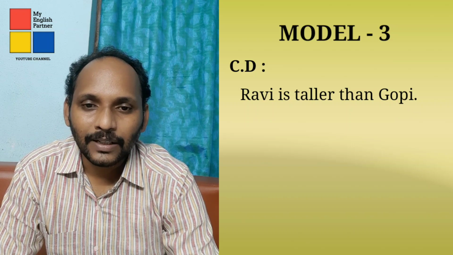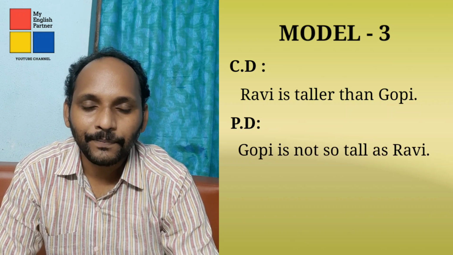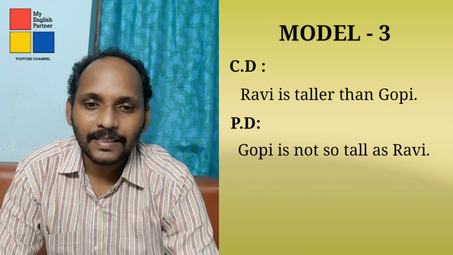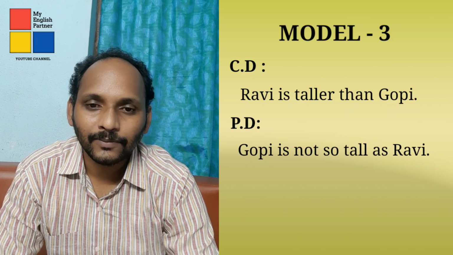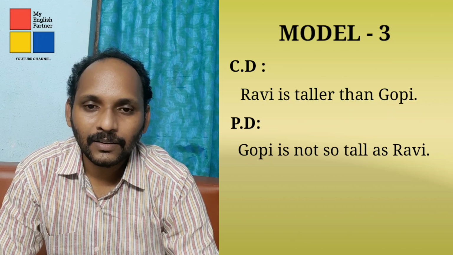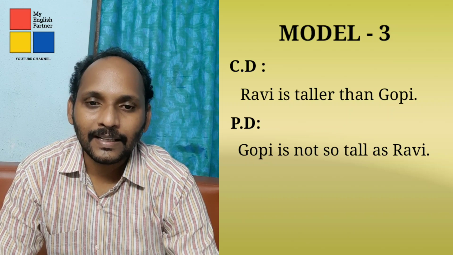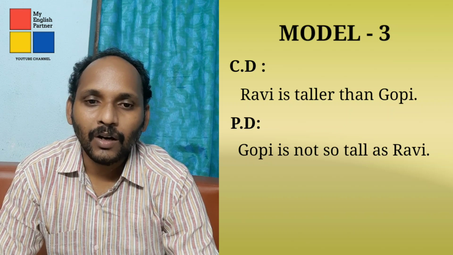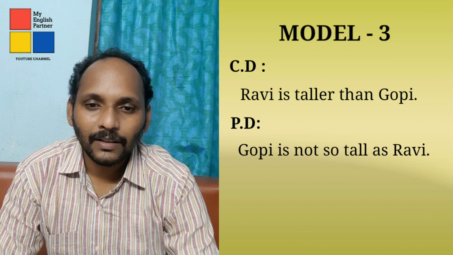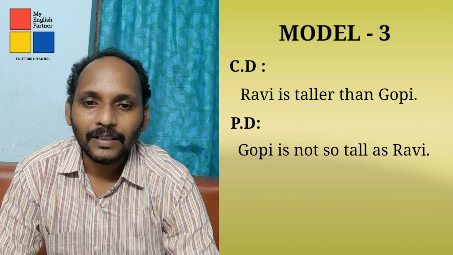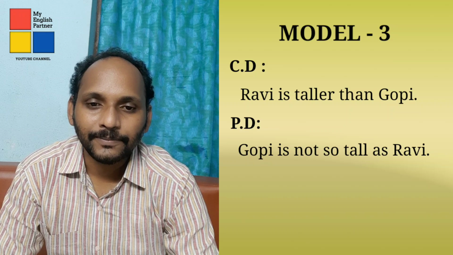Here, while changing into positive degree, it must begin with the second subject, Gopi. Gopi is... we have to use the negative adverb "not" here. Gopi is not. So we must use the positive degree between "so" and "as," "so tall as," and then the first subject, Ravi. The sentence is: Gopi is not so tall as Ravi.